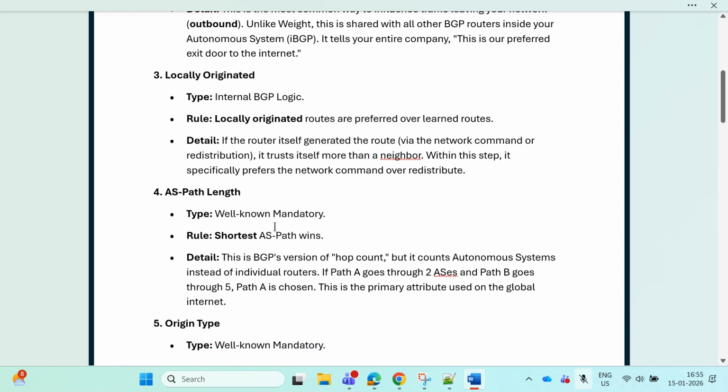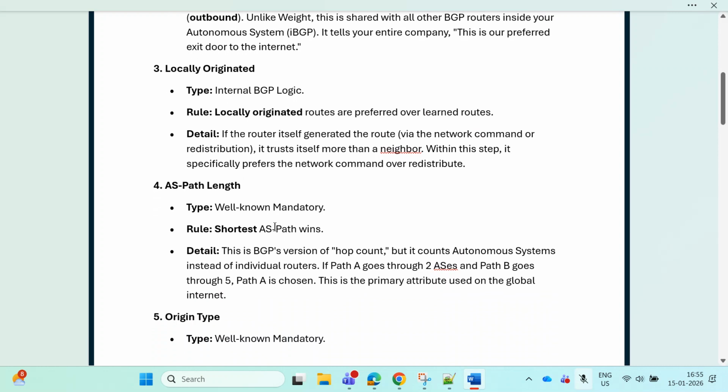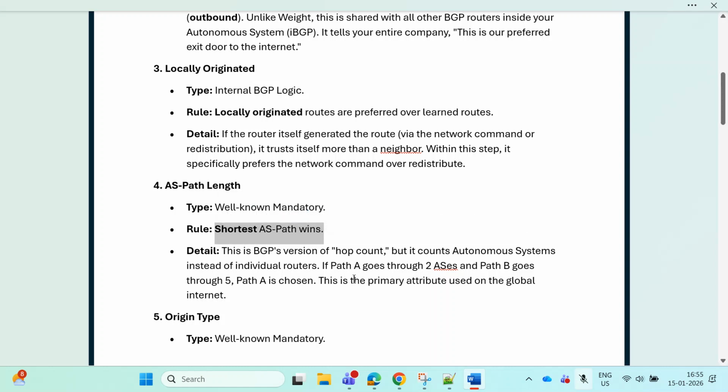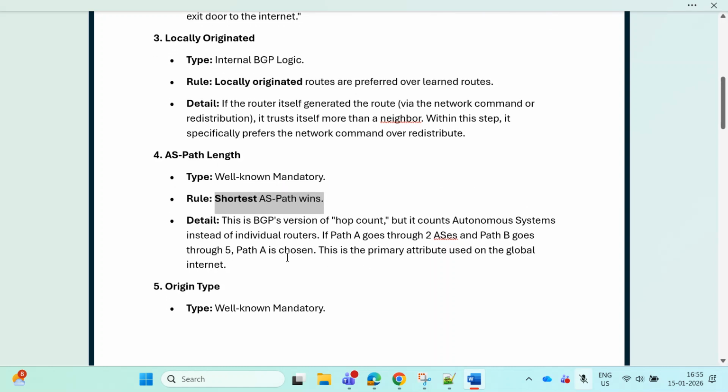Next, AS path length. This is a very, very important attribute. We simply use this for incoming traffic, right? This is a well-known mandatory attribute, and the shortest path always wins. So let's read it out.